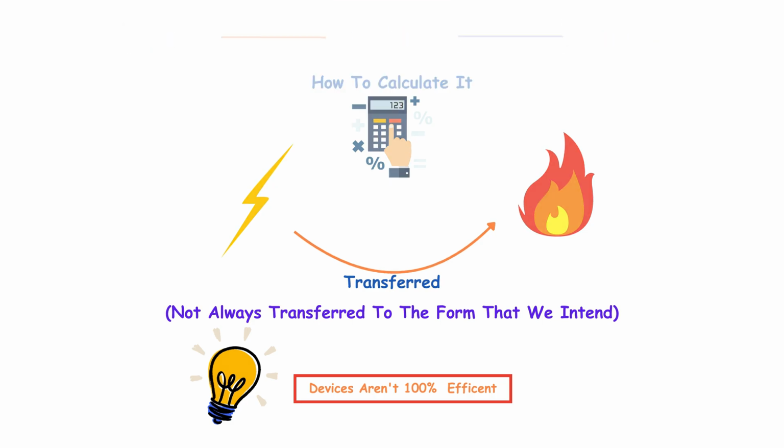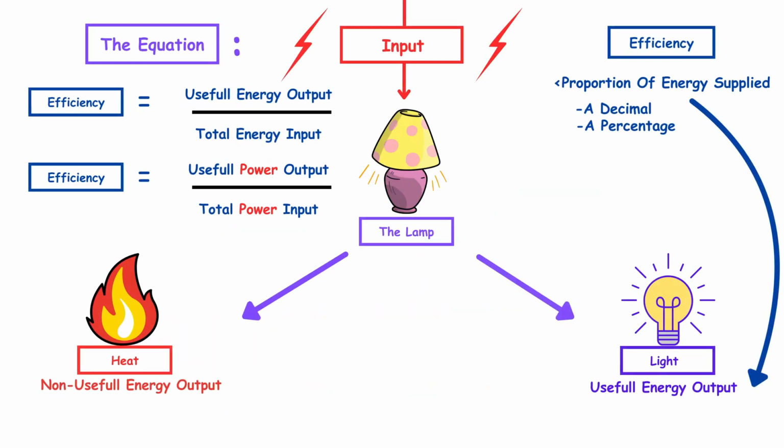energy and power. Let's begin by considering a lamp whose input energy is electrical energy, while its output is split between light energy and heat energy. Since the purpose of a lamp is to provide light, we consider light energy as the useful energy output, whereas heat energy is classed as waste energy or non-useful output. The efficiency of such a device is simply the proportion of the input energy that is actually transferred into useful energy output, in this case, light energy.